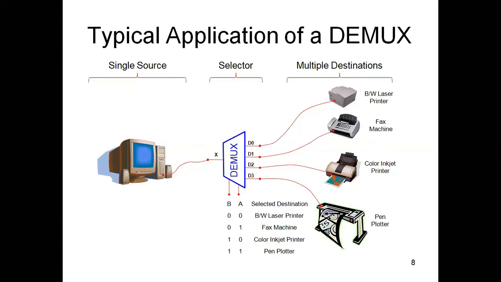With these outputs you can take a printout, send a fax to another, use the pen plotter, and do printing using a laser printer or a color inkjet printer. You can choose any one of these possible output combinations. So the main application of the demultiplexer is the communication system.